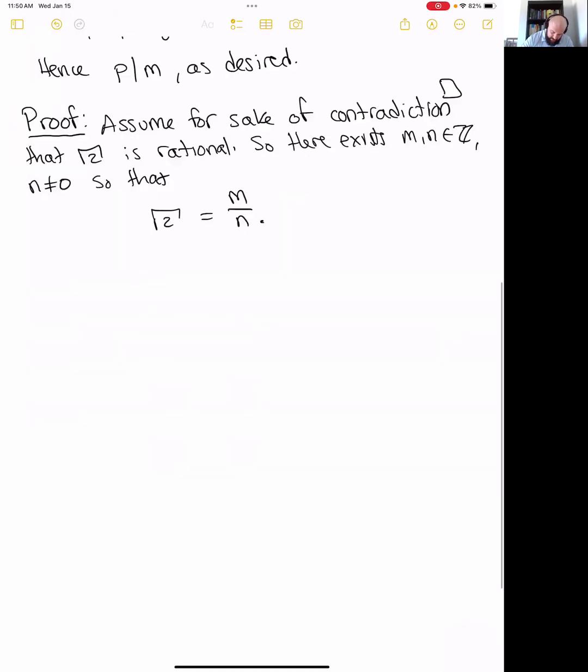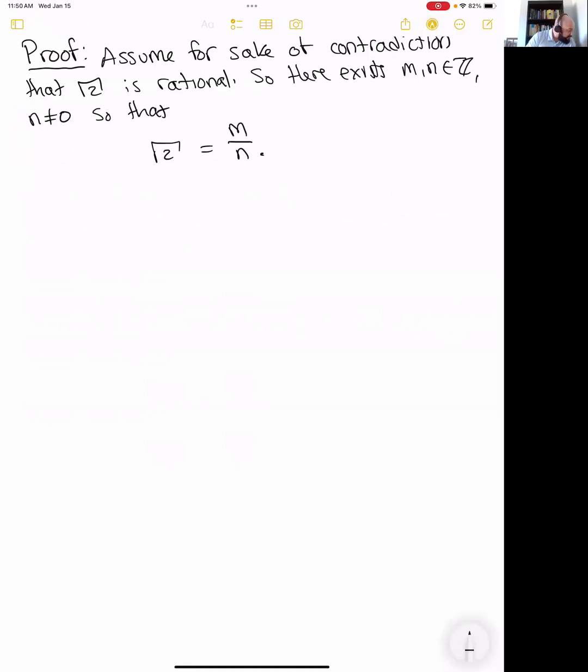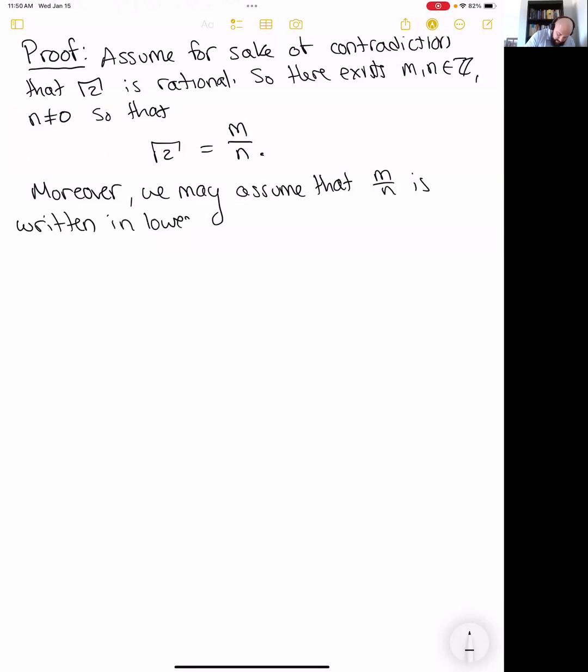Okay, and now this next statement is going to be so crucial to what we're about to do. So moreover, we may assume that m over n is written in lowest terms, meaning that m and n share no common factors.